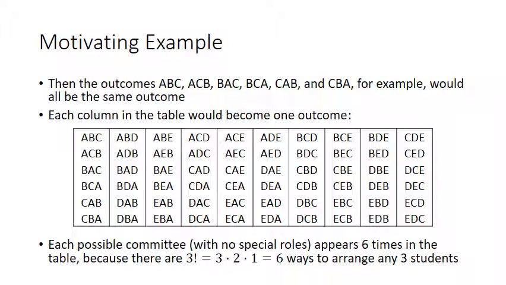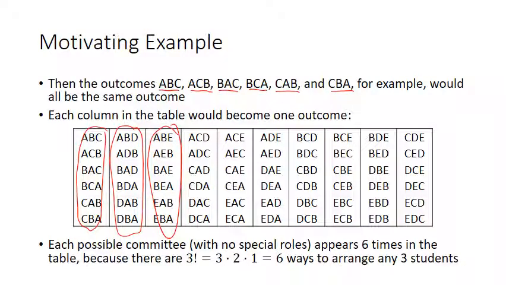Well, so then what would happen is that these outcomes, which we've considered to be different outcomes before, suddenly become the same outcome. So in other words, ABC, ACB, BAC, BCA, CAB, and CBA, those would all become one outcome. So this is just one outcome right here. And in fact, I've arranged the table so that each column just becomes one outcome. So this is all one outcome. Previously we were thinking about these people having different roles, but if they all have the same role, then this is just the same committee with A, B, and D on it. And then this is one outcome, and so on and so forth.